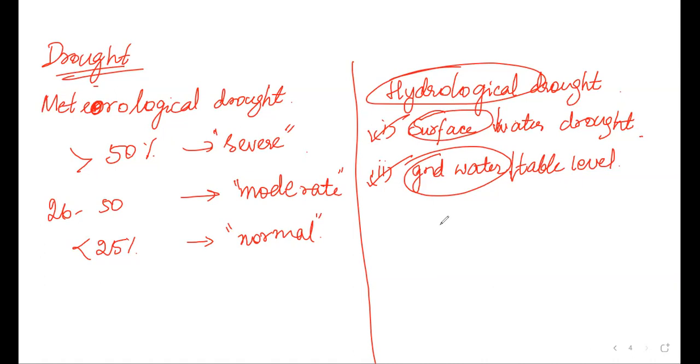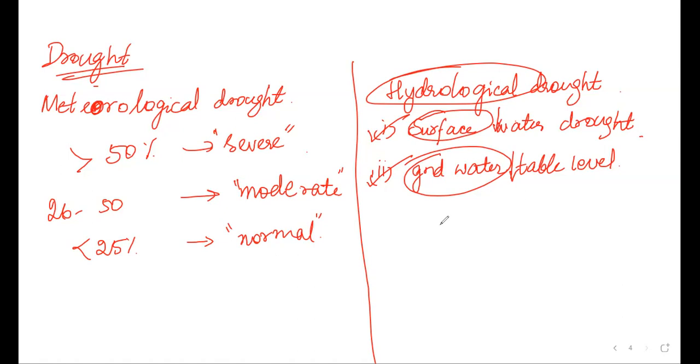So what are the causes of agricultural droughts? Number one, excessive use of high yielding variety seeds, because high yielding variety seeds require more and more water, and that will also lead to reduced water in that particular area. If I'm pumping more and more water for agriculture, naturally it will lead to water scarcity in that area. So, excessive use of high yielding varieties of seeds.